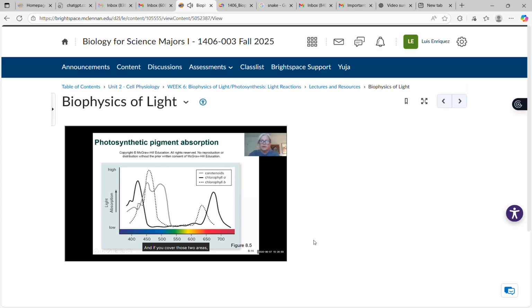And if you cover those two areas, what's reflected is the green and the yellow. And that's what bounces back and hits our eye. This is why we see plants as being green: our pigments in our eye can capture the green wavelengths, and the plants are reflecting them. They're not using those wavelengths of light. That's why they're reflected, but our eyes can capture them, and we see them as being green.